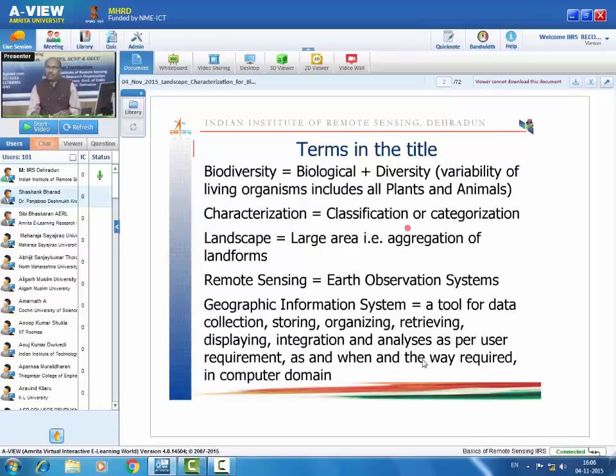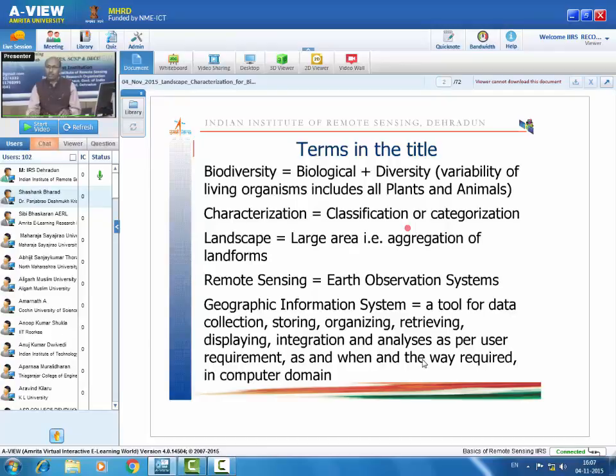Now GIS, as mentioned here, is basically a tool for collecting, storing, organizing, retrieving, displaying, integrating and analyzing the data as per your requirement. That is a very important aspect. The second aspect is that as and when I need it, I should be able to analyze. Third, the way I want to analyze. I may have some data and my requirement may be different. Somebody else may want to analyze the same data and his requirement could be different. That means users should have freedom to analyze the data as per their requirement.